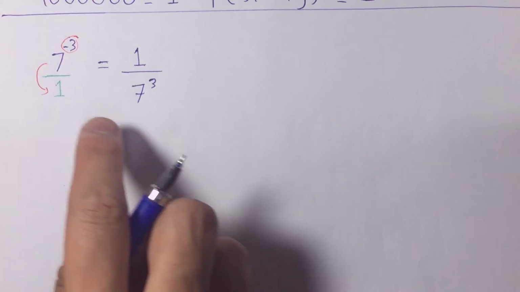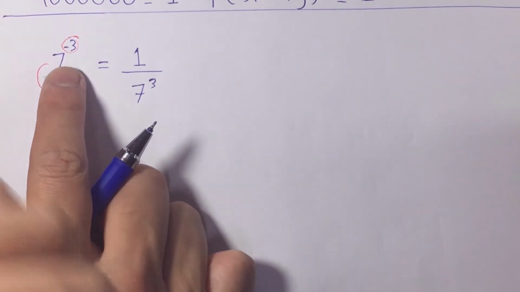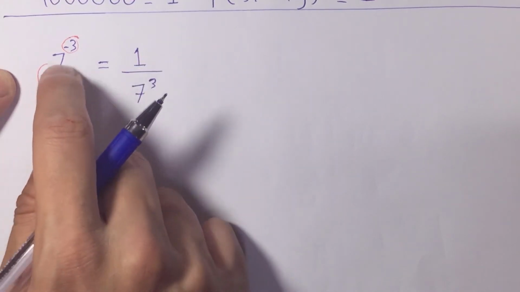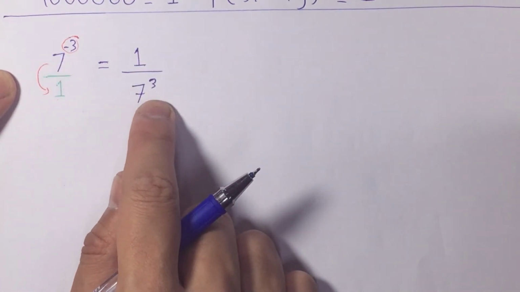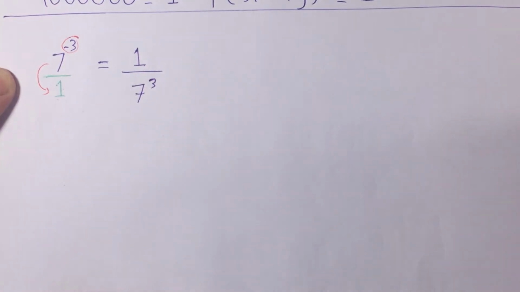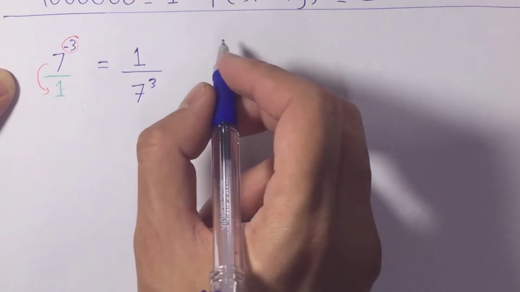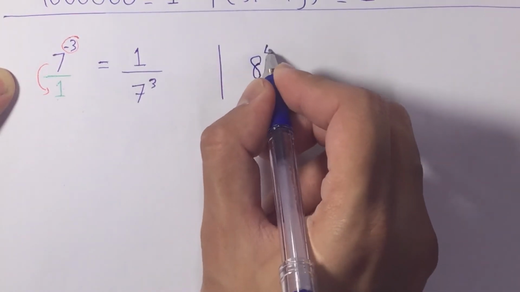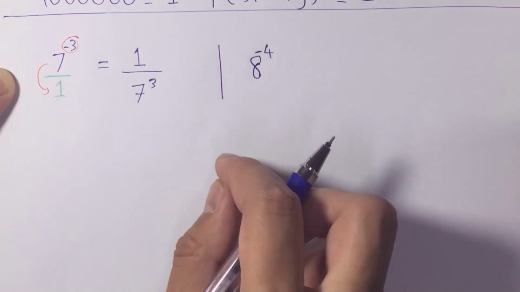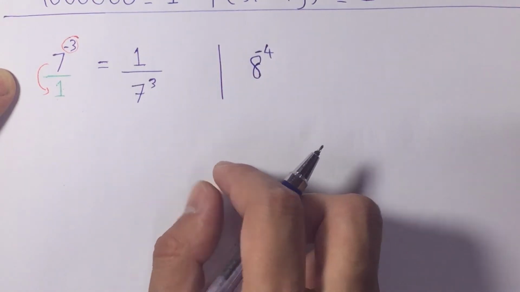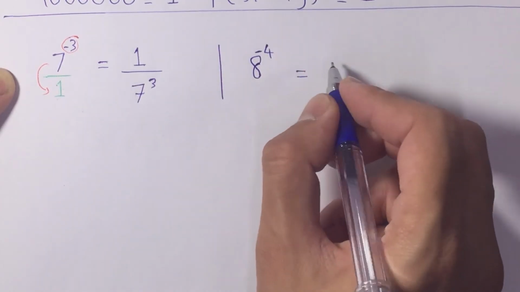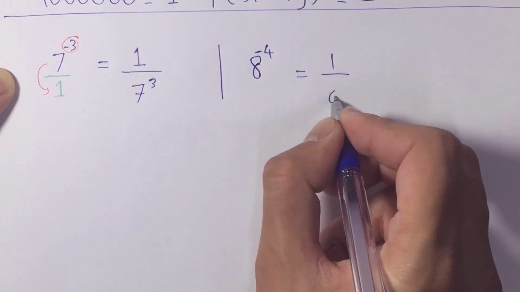So what do we mean by negative exponents? We mean that this number is equal to 1 over the same number with the positive exponent, to the third power here. Okay, let's take another example. Let's take 8 to the power of negative 4. What is the meaning of this? It means that we have 1 over 8 to the fourth.